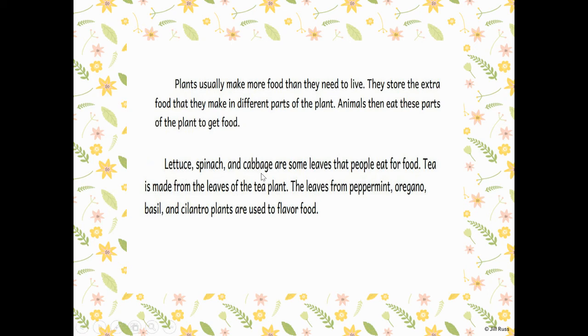Lettuce, spinach, and cabbage are some leaves that people eat for food. Tea is made from the leaves of a tea plant if you drink tea. The leaves from peppermint, oregano, basil, and cilantro plants are used to flavor food. So we eat leaves also, just like we eat stems and roots.